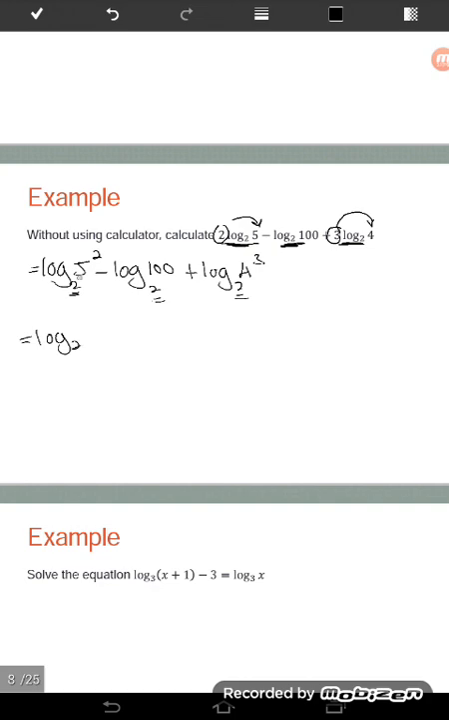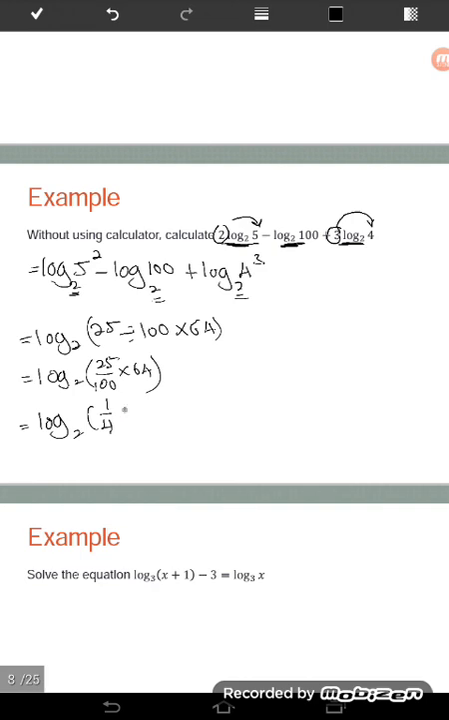So log base 2, 5 power of 2 which is 25, and then minus becomes divide by 100, and then times by 4 power of 3 which is 64. Okay, so therefore you will have log 2, 25 divided by 100 times by 64. Okay, so equal to log base 2, 25 divided by 100 becomes 1 over 4, times by 64. Then simplify, and here is 16.